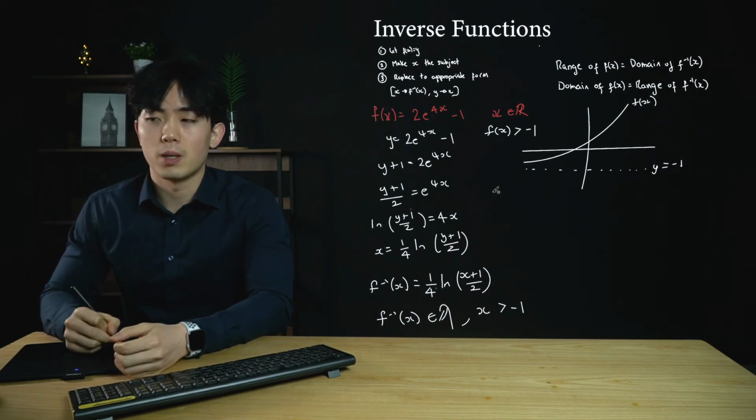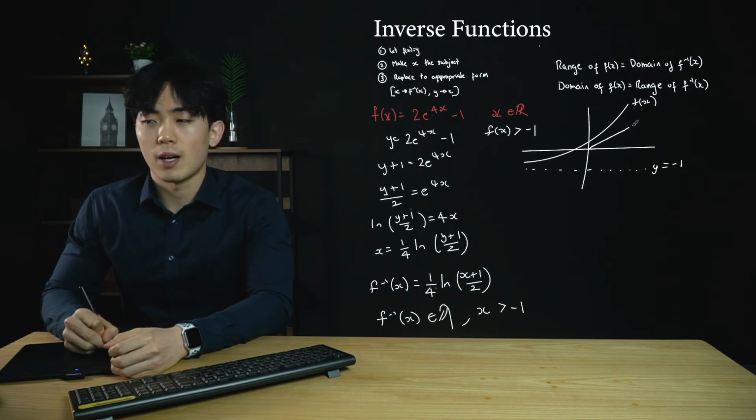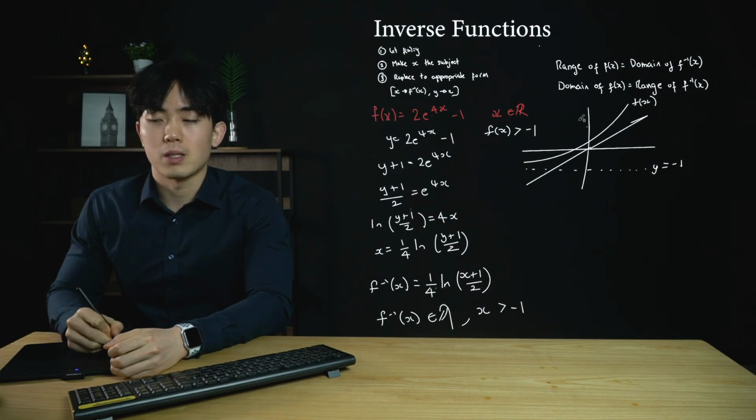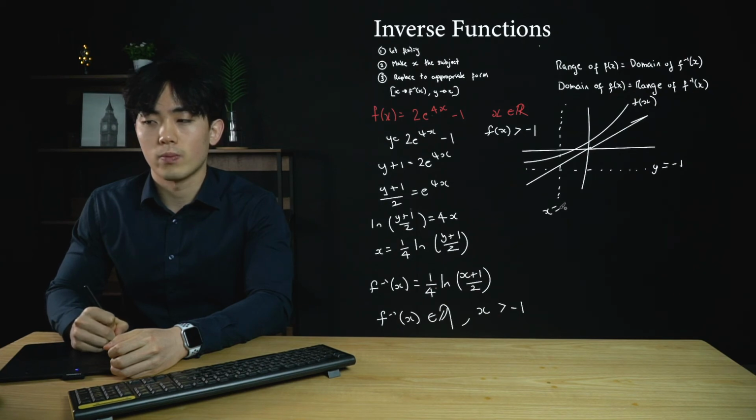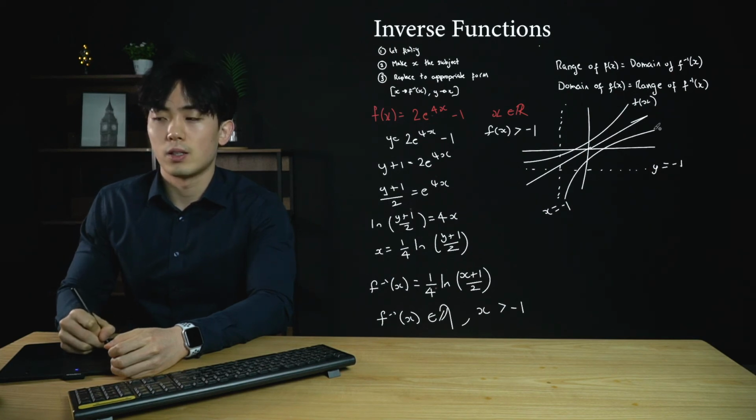We can also quickly draw this function as well. We know that we can just reflect it along the line y is equal to x, like such. The original asymptote was y is equal to -1. That means the asymptote for the inverse will be at x is equal to -1. So if I draw a line, x is equal to -1, and reflect along this graph, it will look something like this. So this will be your inverse function graph.